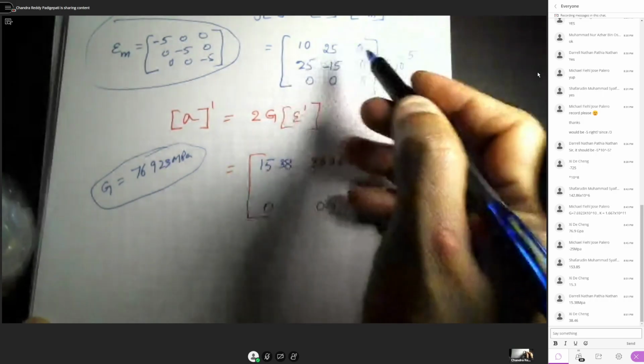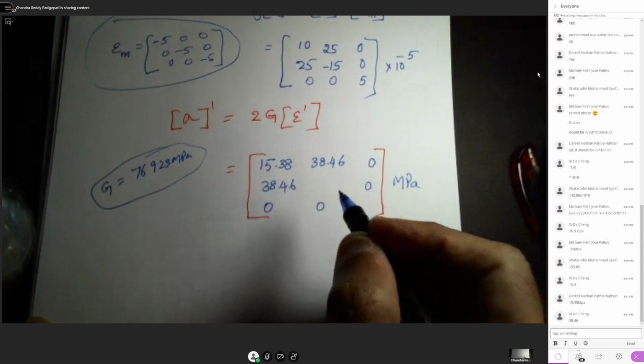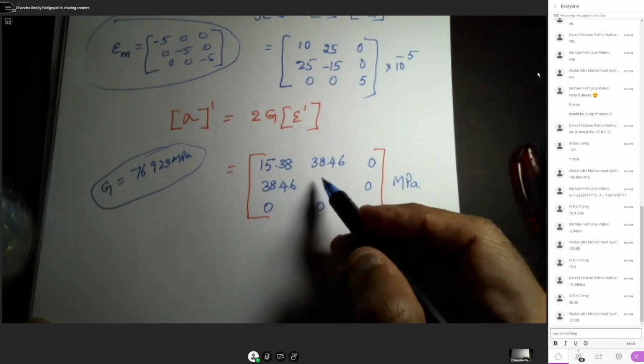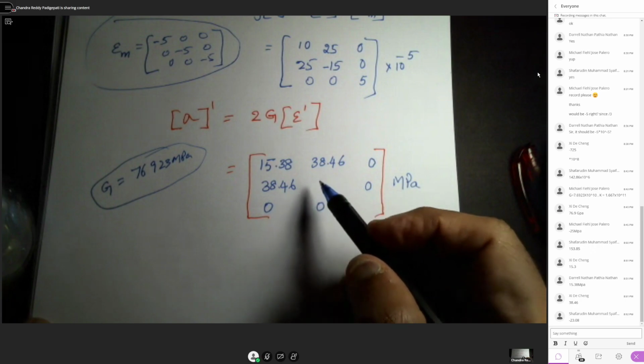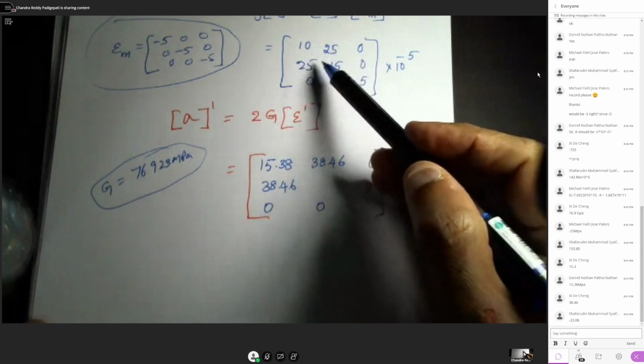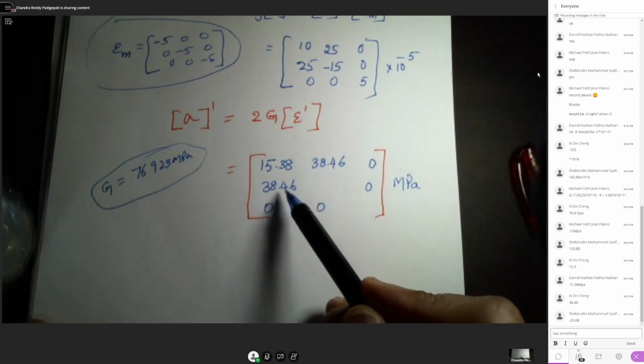So it will come because 25, 25. So you can just write 38.46. No, these two will be the same because 25, 25. So whatever the value you get here, you also get the same thing.